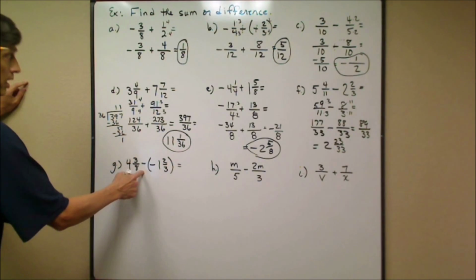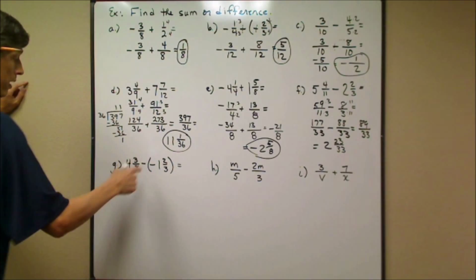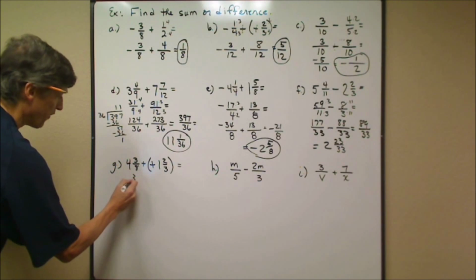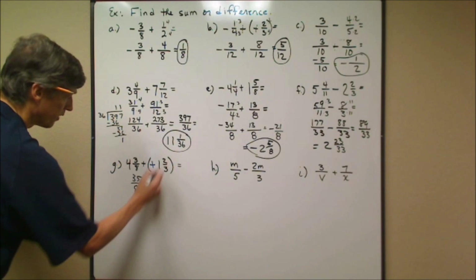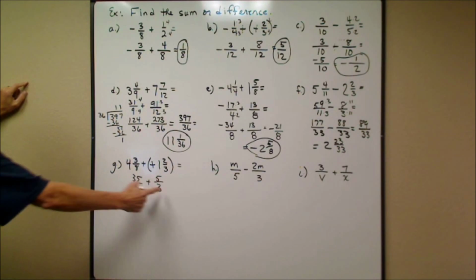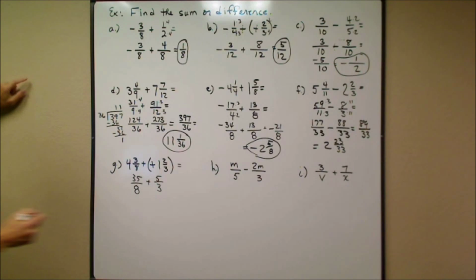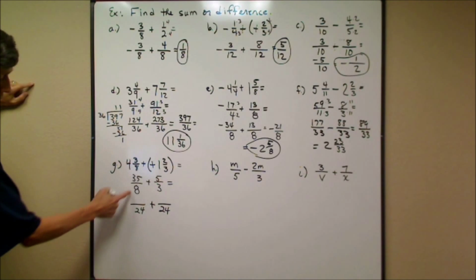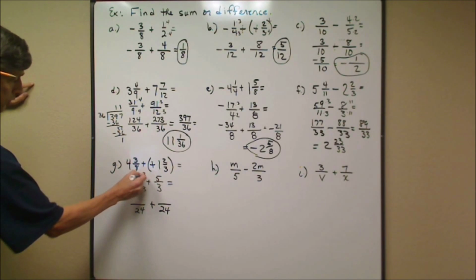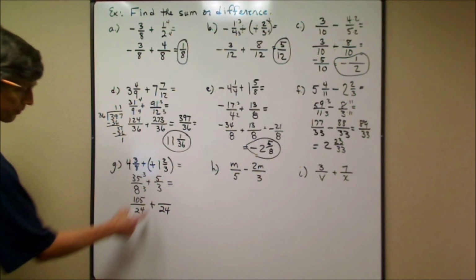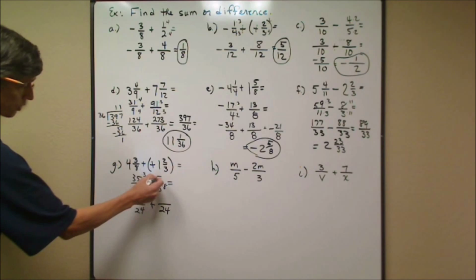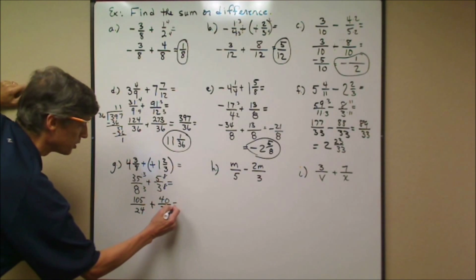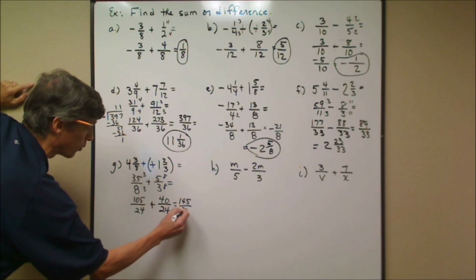I'm going to change this, just like I did up here in sample B, to adding the opposite. This becomes 35/8 plus 5/3. Well, again, these are mutually prime, so the product is the LCD. It's 24. So this will have a denominator of 24, and this one will have a denominator of 24. 8 times 3 gives me 24, so 35 times 3 is 105. 3 times 8 is 24, so 8 times the top gives me 40. So everything's positive. I add up the numerators. That's 145, and then keep it all over 24.